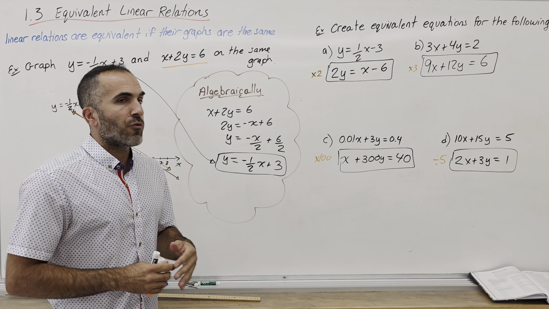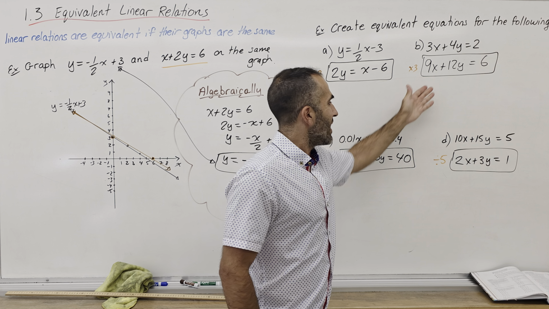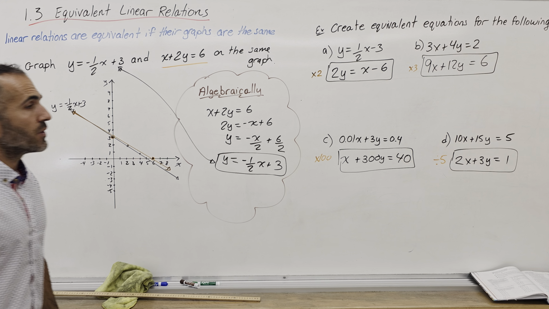Okay, so when we get to 1.4, not so much in substitution, you don't really have to do this, but in 1.4, you're going to have to make equivalent linear relations, and you don't know why yet, but you'll see. And that's how easy 1.3 is.